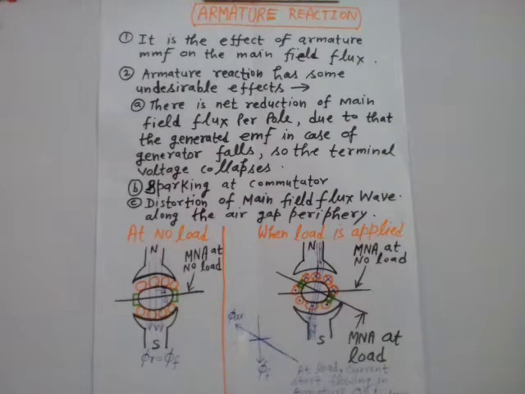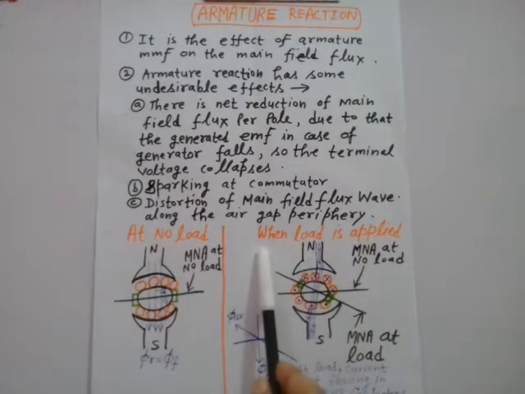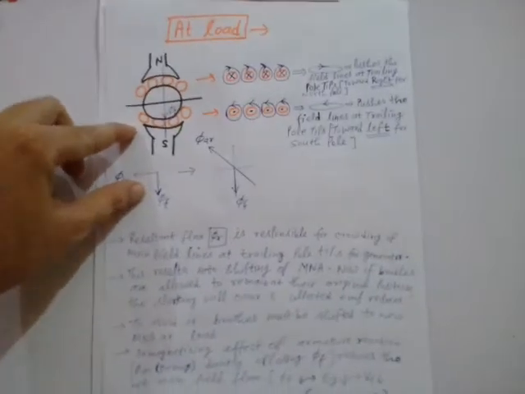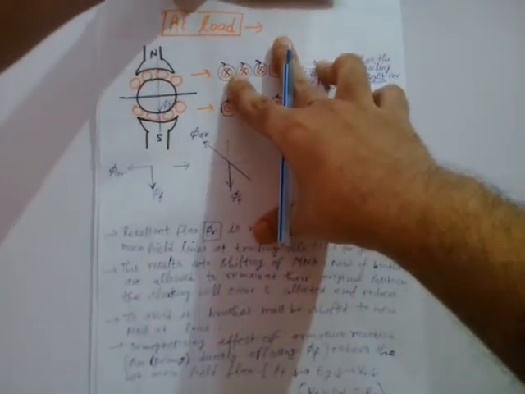Now let us come to the other condition when we have applied the load. As soon as you apply the load, definitely current will flow in the armature conductors. So first have a look at it on this diagram.